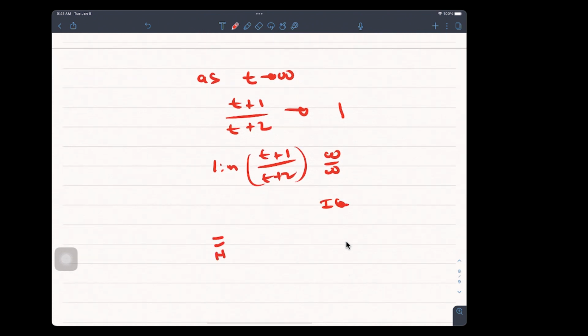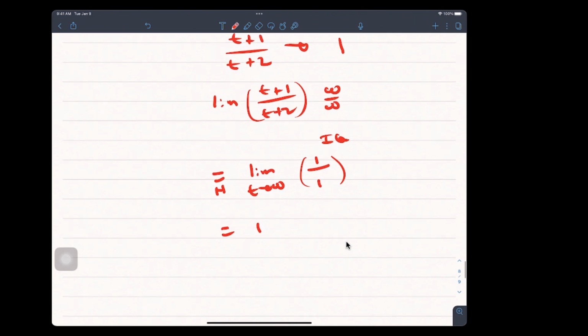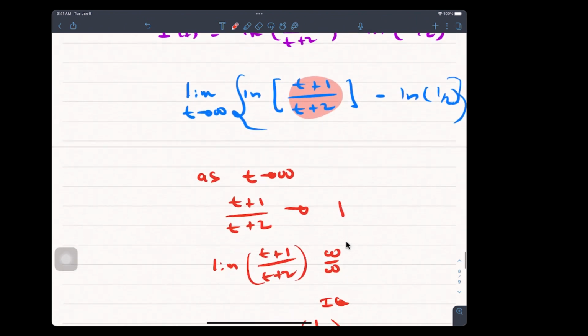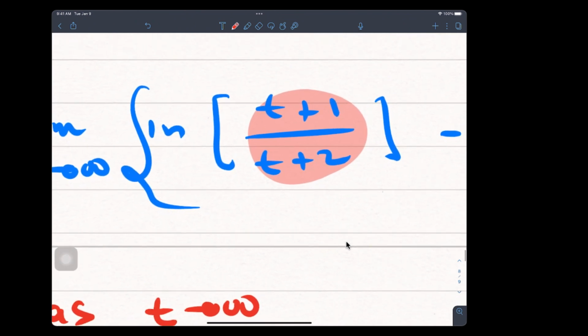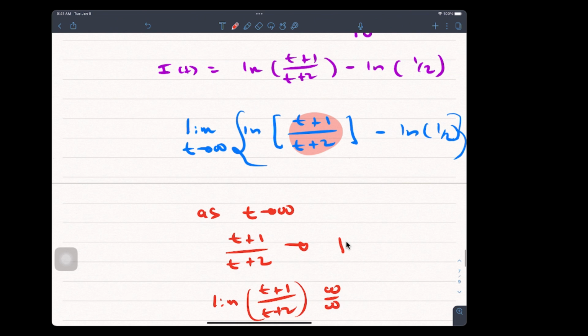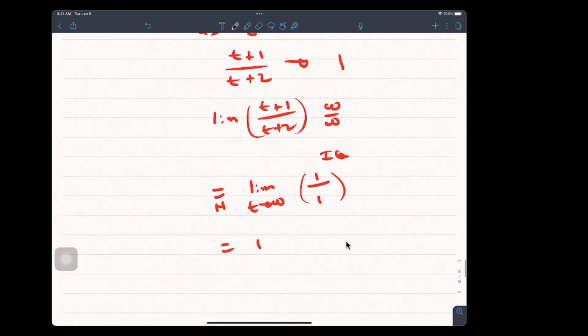So by L'Hopital's rule, that limit, as t gets big, what's the derivative of t? 1. What's the derivative of t? 1. What's the limit of 1? Well, that's 1. So yes, you did use L'Hopital's rule, but that's this limit here. What's next? What's the limit of the natural log now? 0. This goes to, ladies and gentlemen, this goes to 0.